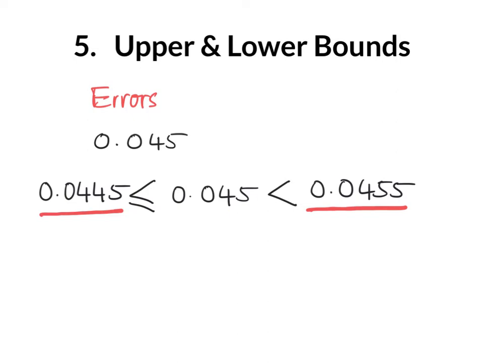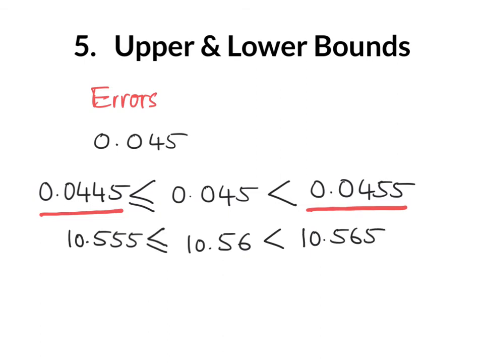Let's take another example where we rounded a number to two decimal places and the number is 10.56. This number would have been originally greater than or equal to 10.555 and less than 10.565. Now in this case, this one is the lower bound and this one is the upper bound of the rounded number. Here I will stop the discussion on the number representations.